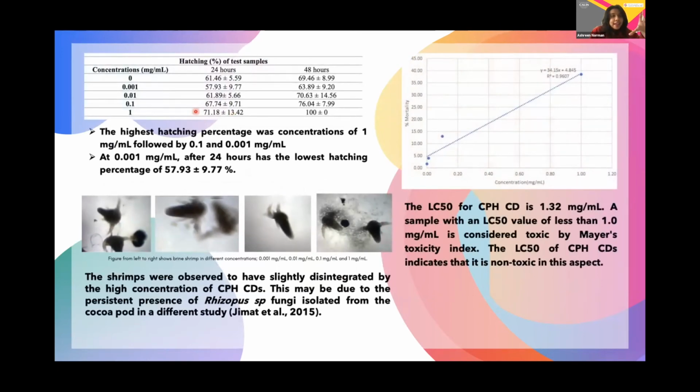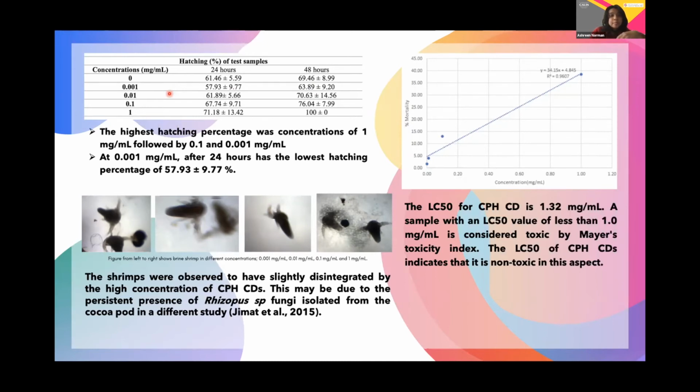As you can see here, at 1 milligram per ml there is very high hatching, but somehow the brine shrimp didn't survive so well. But at 0.01, even though the hatching is low, it increases slowly after 48 hours, and they survive better. So this means that the nanoparticle solution is dose dependent. Maybe the carbon dot solution induces the hatching, but the survivability of the brine shrimp depends on the concentration of the solution.